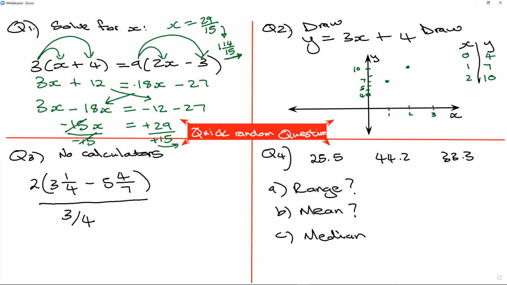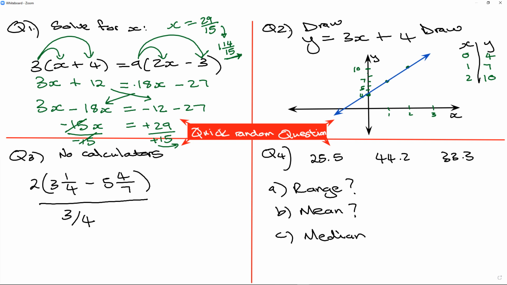Okay, so that becomes a straight line, which we connect all the way through like that. If your line looks like that, well done. Let's go to the next one now.